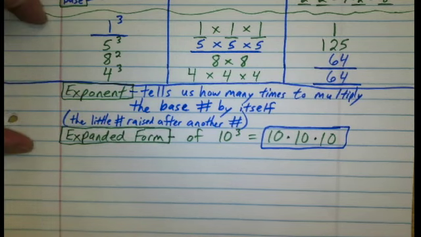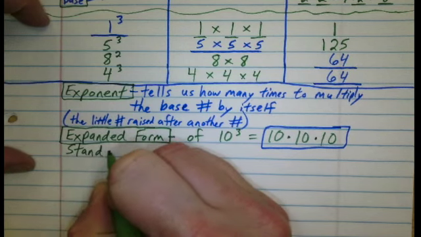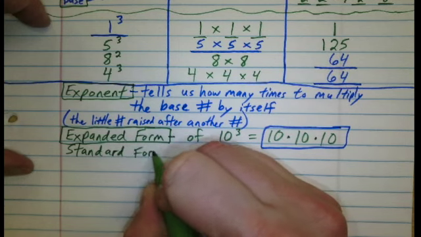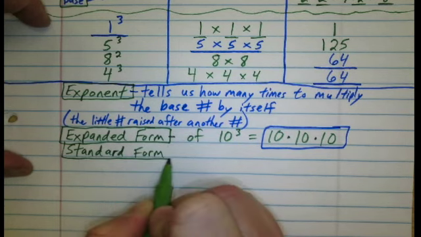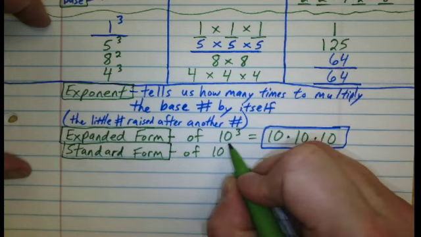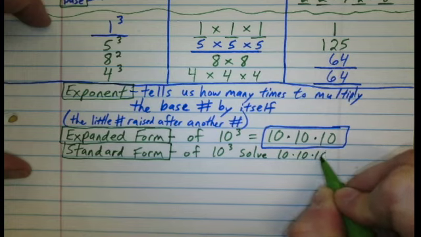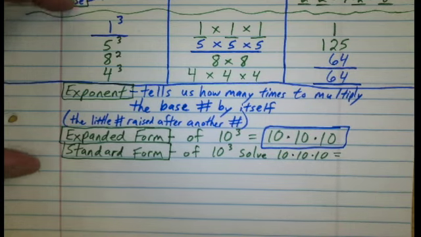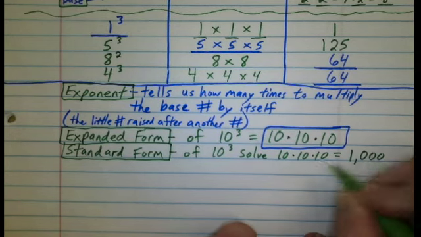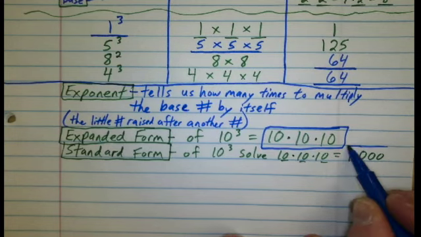If I ask you to solve 10 to the third power in standard form, I kind of remember standard because it's kind of like solve and they both start with an S. Standard form basically just means to solve that. So standard form of 10 to the third power just basically means solve 10 times 10 times 10. And when you multiply 10 times 10 times 10, you get 1,000. That's 1 with 3 zeros, so your answer is 1,000.